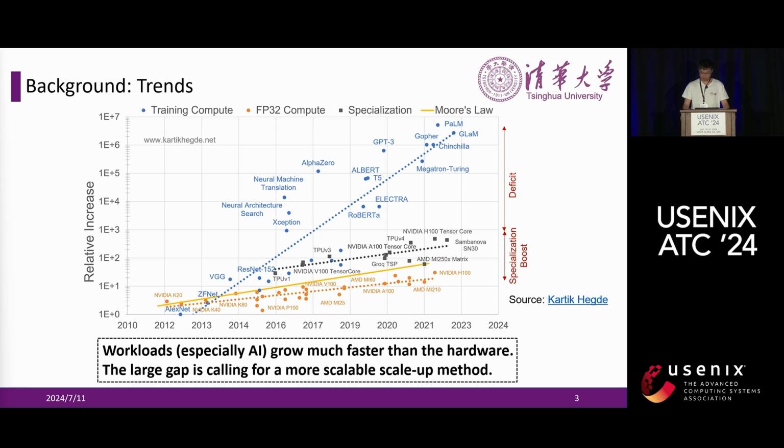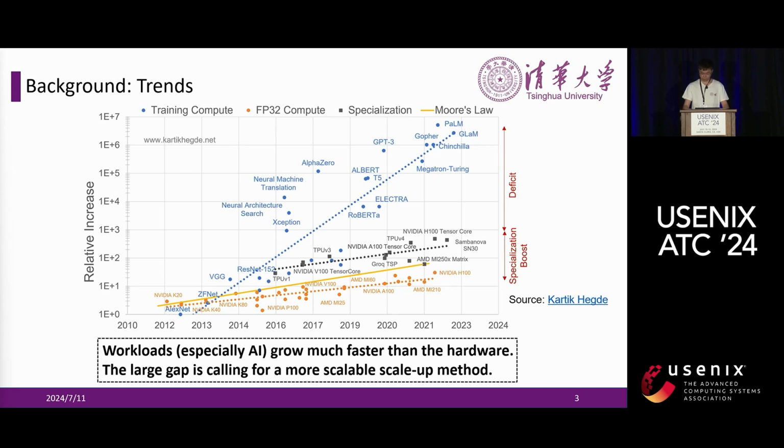First of all, let's look at recent trends. As we all know, Moore's law drives chip performance growth. However, in recent years, workloads, especially AI, grew much faster than Moore's law. As a result, there is a big gap between the workload and the chips. Therefore, we require more powerful scale-up and scale-out methods to meet the workload requirements.